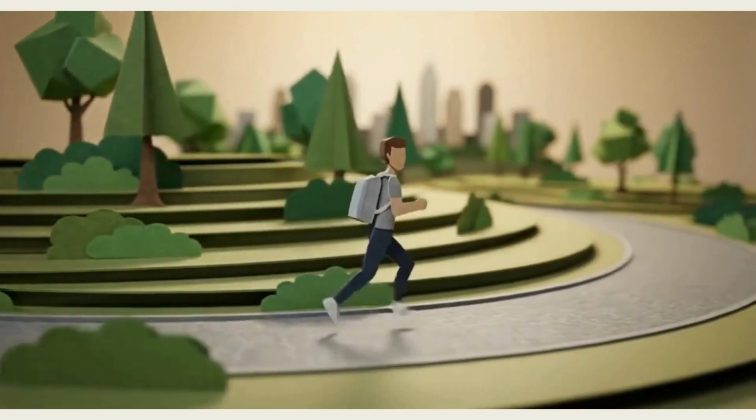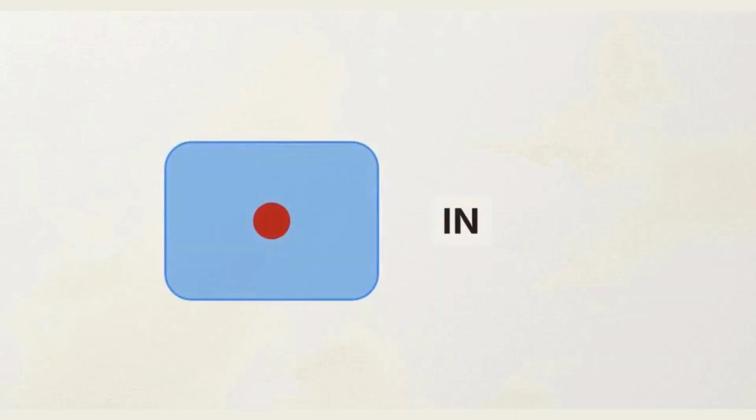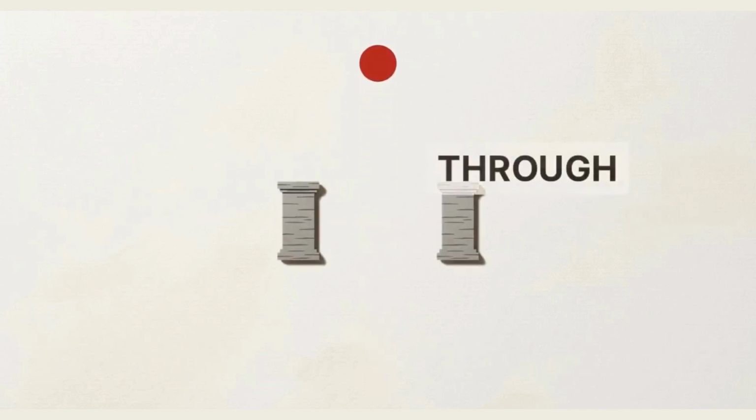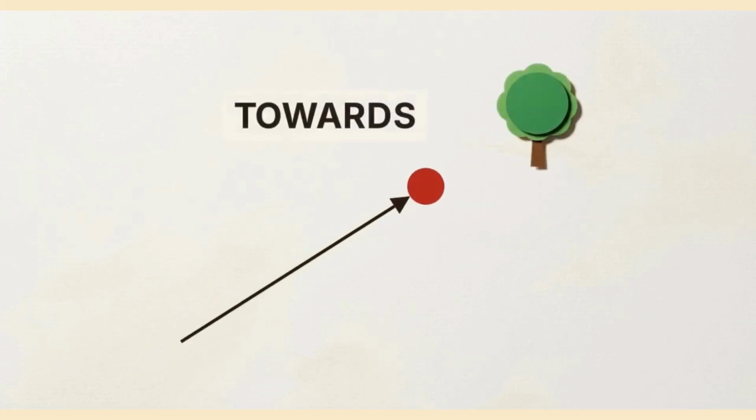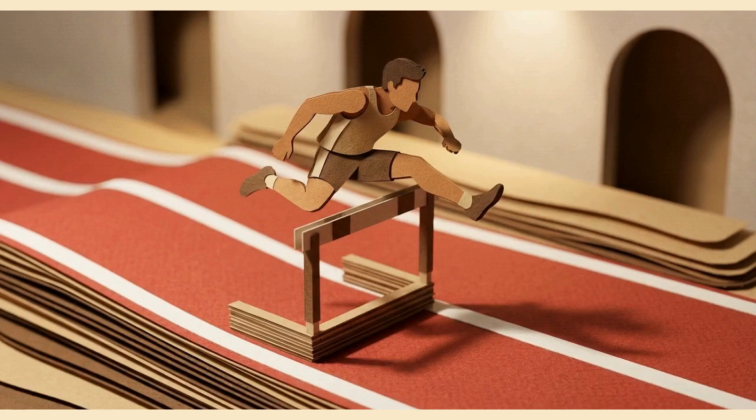Prepositions of direction and movement show us how something moves from one place to another. Let us look at some examples. In shows position. Into shows movement from outside to inside. Across shows movement from one side to the other. Through shows movement from one end to the other inside something. Towards shows movement in the direction of something. Prepositions of direction and movement help us understand how someone or something moves.